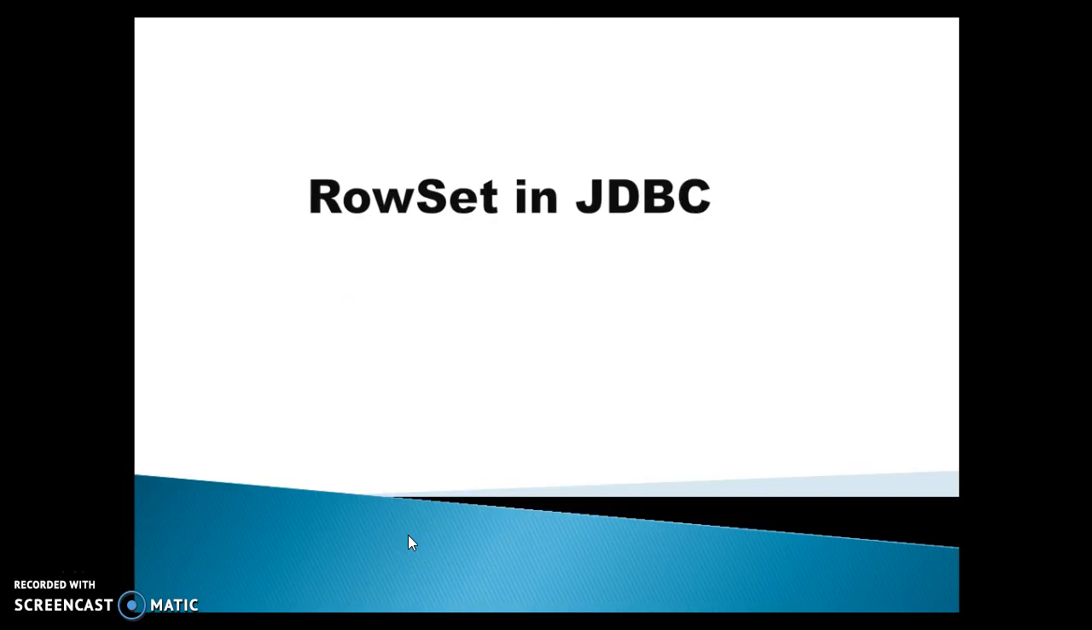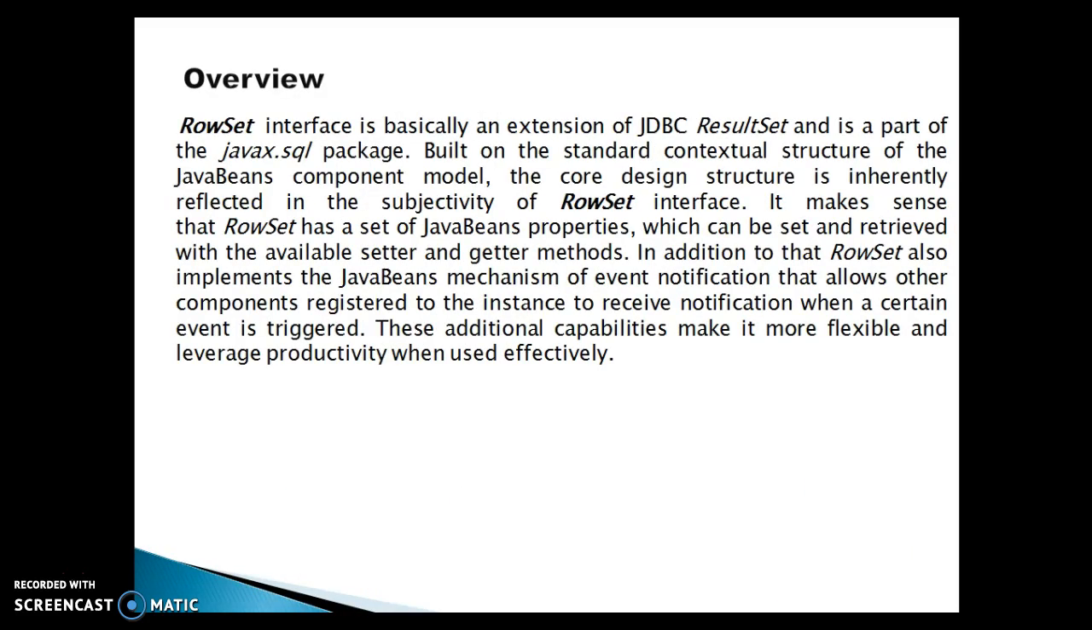So this video is dedicated to RowSet in JDBC. This is the overview. The RowSet interface is basically an extension of the JDBC ResultSet and is part of the package called javax.sql, that is built on the standard contextual structure of the JavaBeans component model. The design structure is inherently reflected in the RowSet interface. It makes sense that RowSet has a set of JavaBeans properties which can be set and retrieved with the available setter and getter methods.